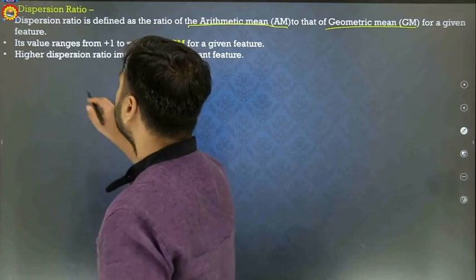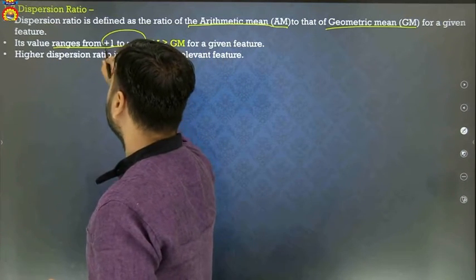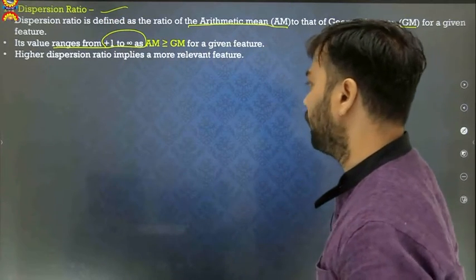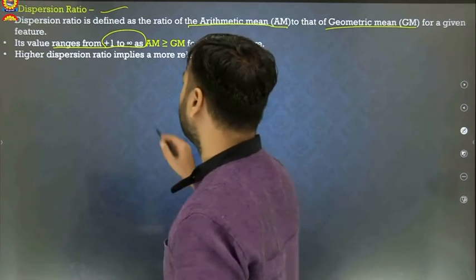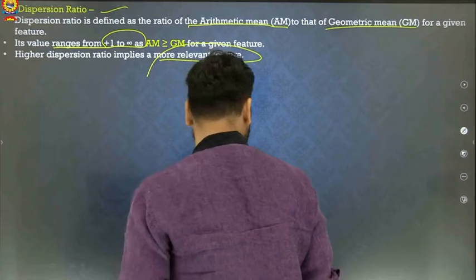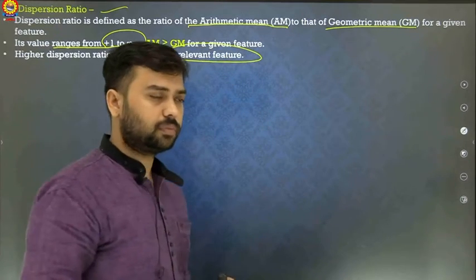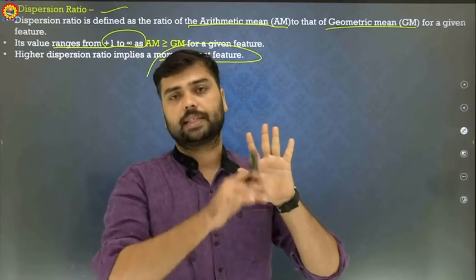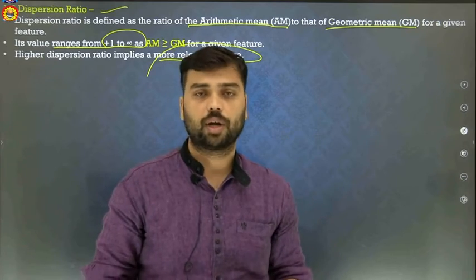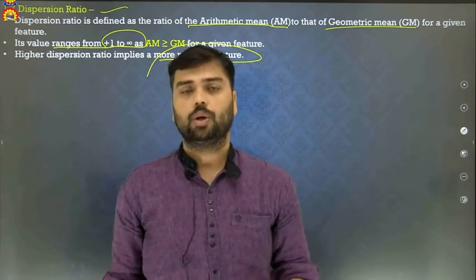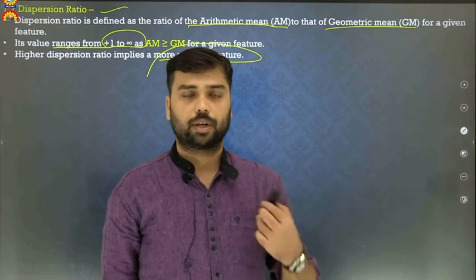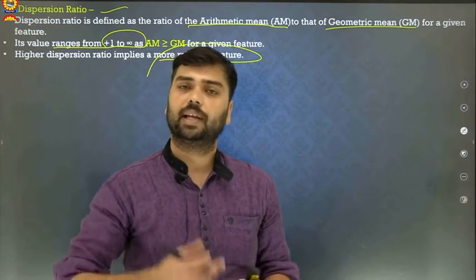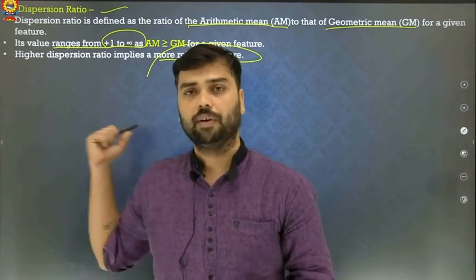The value of this score is from +1 to infinity, and AM is greater than or equal to GM for the given features. A higher dispersion ratio implies more related features. So again, if the score is higher, then we can say the feature is related. We have the original data set, and from it we choose the features having the higher score. We apply the dispersion ratio on those particular features, compute the score, and choose only those features which have the higher score. So it is also one example of a filtering method.